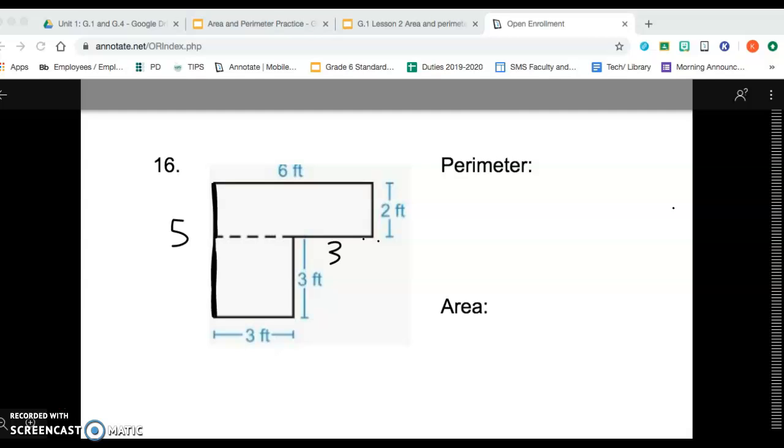So again, they kind of already have it split for us, so we're going to do these two rectangles right here. This one's actually a square, but I'm going to start here at the square, so right here.